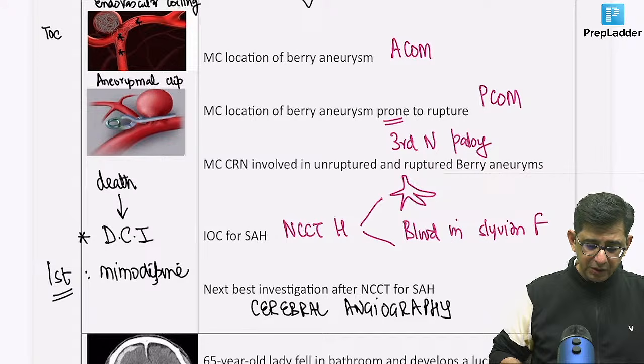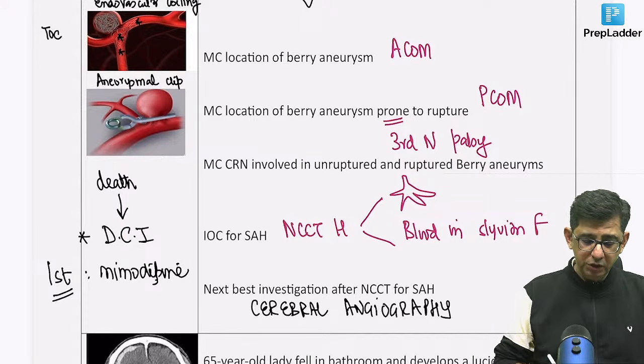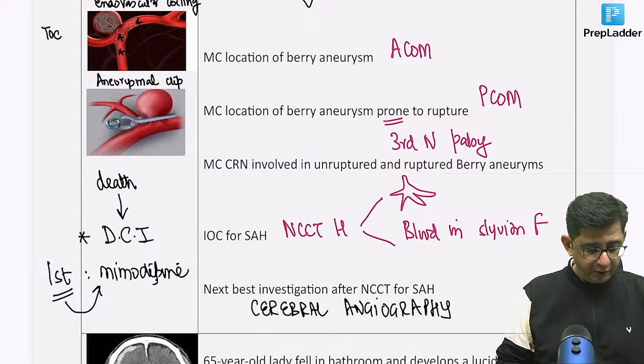Okay, first would be nimodipine. That's a calcium channel blocker that would be used. This is going to prevent the development of delayed cerebral ischemia for this patient. We will start with nimodipine right away in these patients.